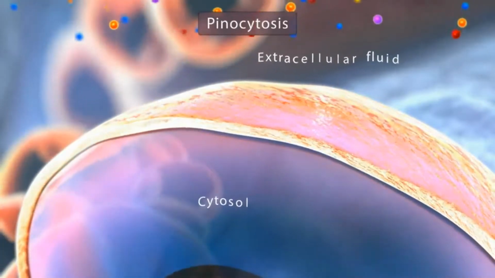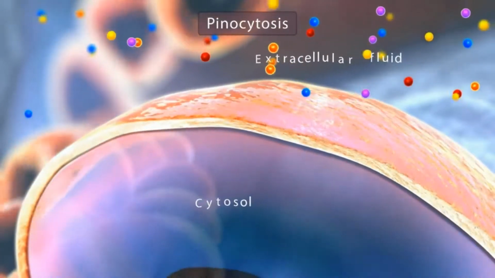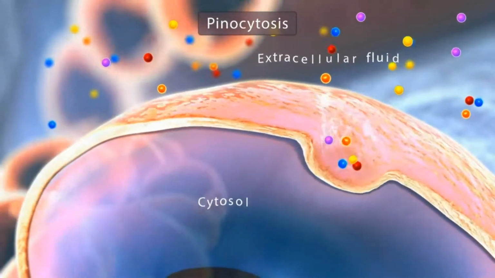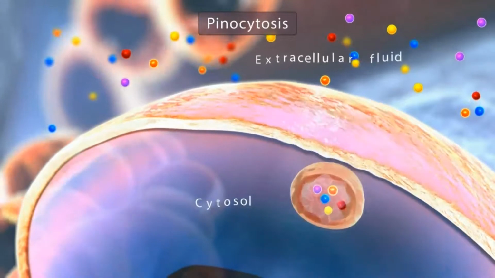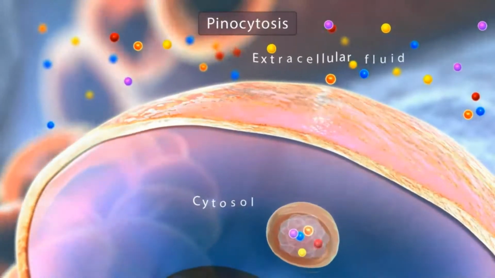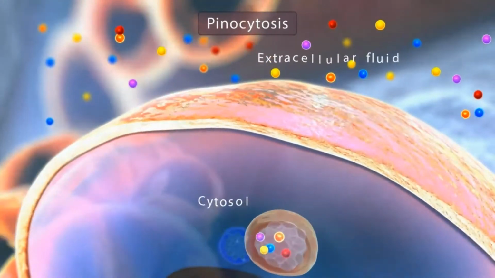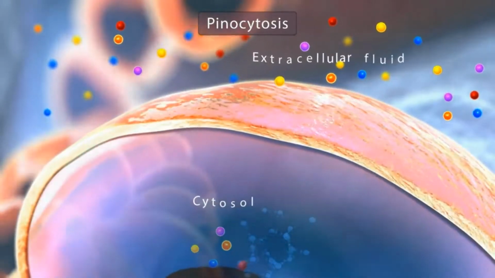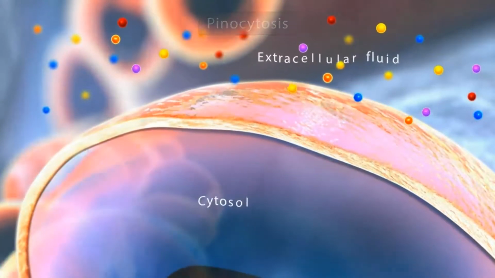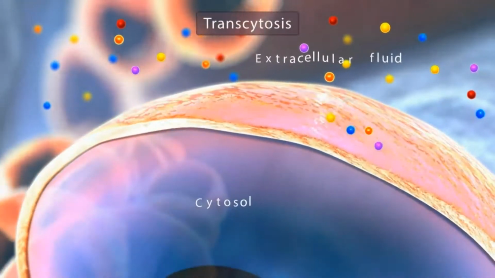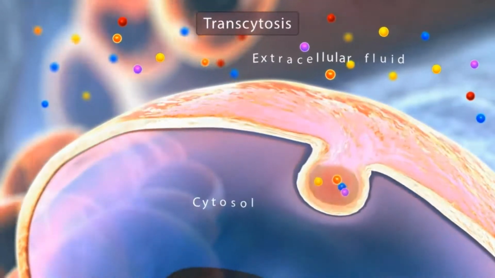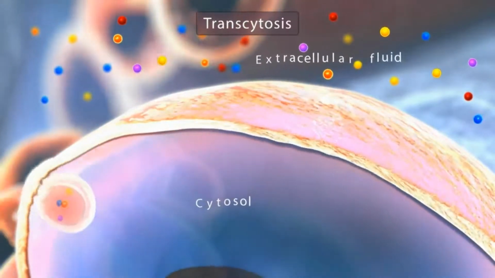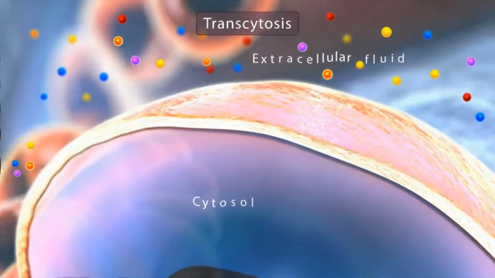In a third type of endocytosis, known as pinocytosis, the plasma membrane caves in to form a pouch that fills with droplets of extracellular fluid. After it is sealed, the vesicle separates from the membrane and passes into the cell, where lysosomes break down the contained solutes for cellular use. When a vesicle carries substances from one side of the cell to the other, employing both endocytosis and exocytosis, the process is called transcytosis.